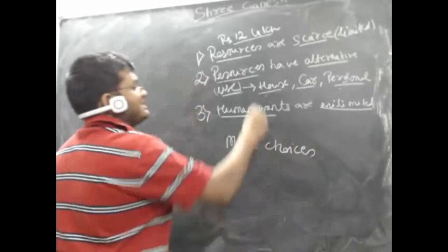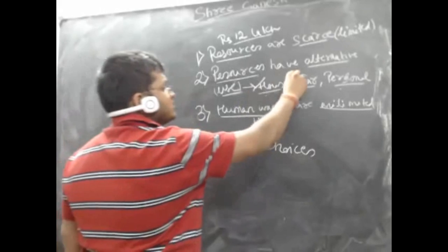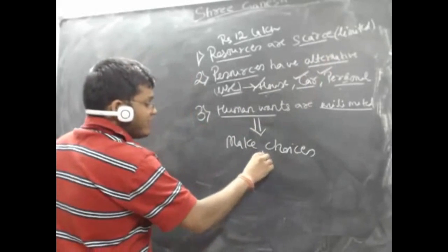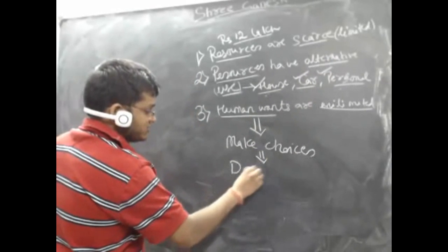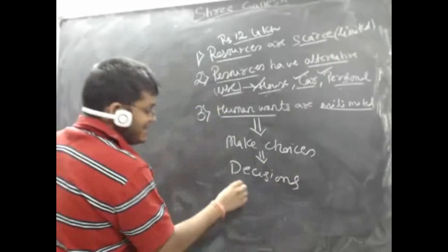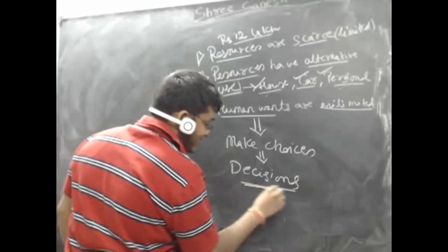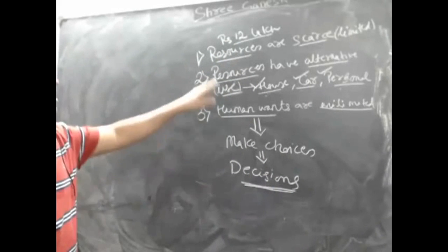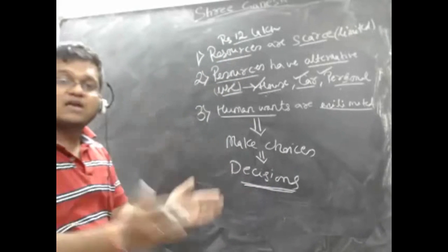Make choices, in the sense of: this year should I buy a house, or this year should I buy a car, or this year should I make a trip to Europe. Now when I say you have to make choices, you have to make decisions. In making these decisions, you are guided by the theories that are available in economics. So when you make this decision, then it becomes microeconomics.